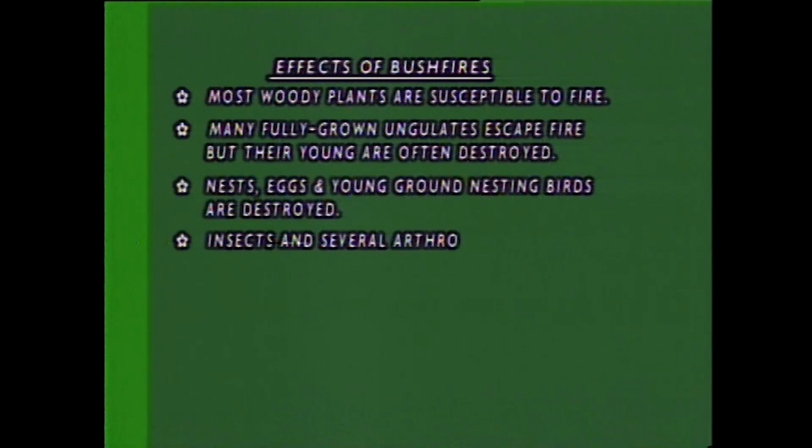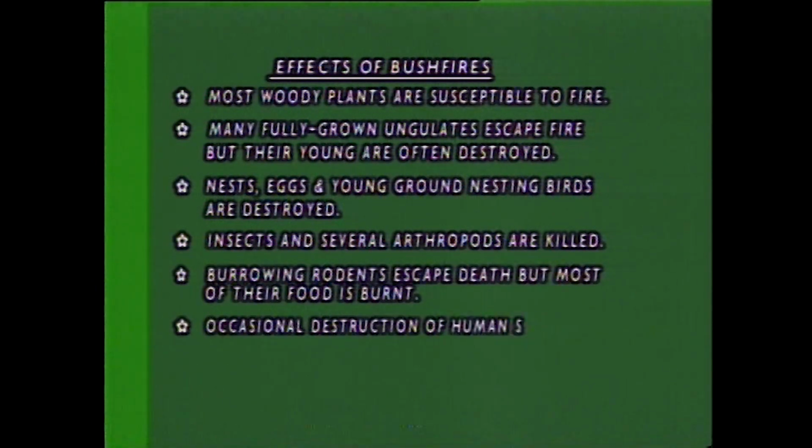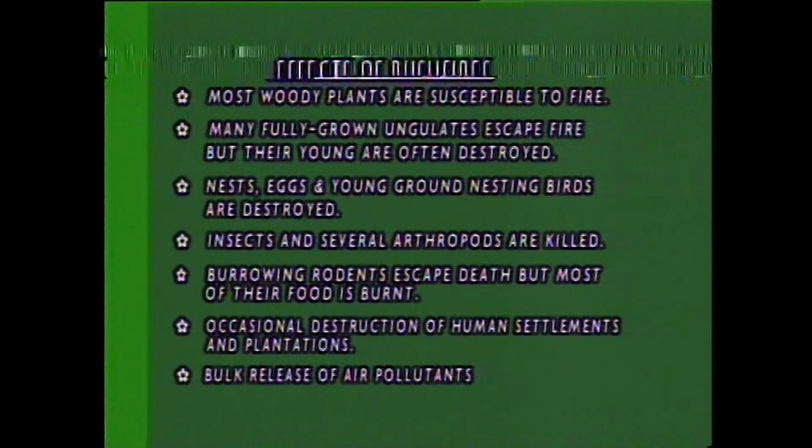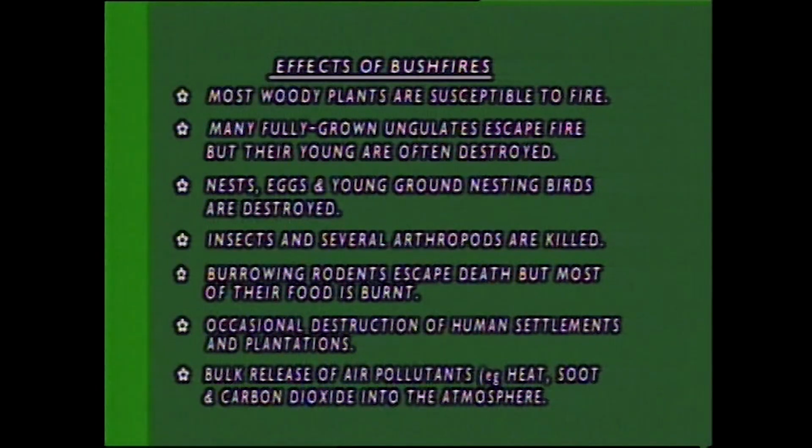Many young ungulates are often destroyed. Nests, eggs, and young ground nesting birds are destroyed. Insects and several arthropods are killed. Burrowing rodents escape death, but most of their food is burnt. Occasional destruction of human settlements and plantations. Bulk release of air pollutants into the atmosphere.